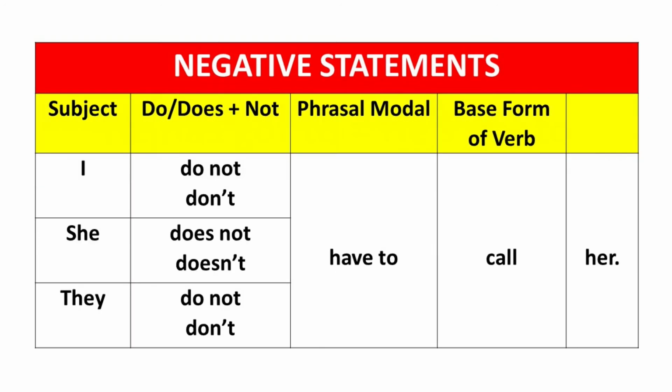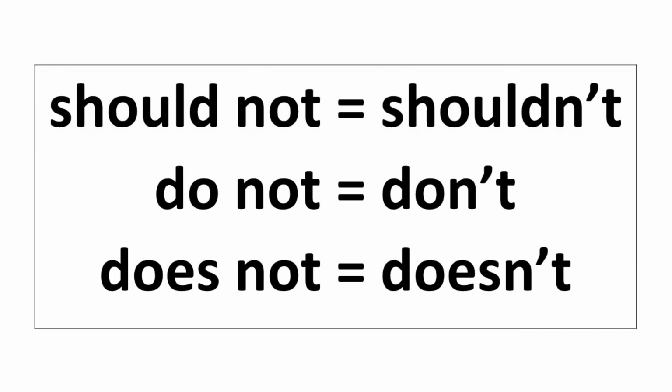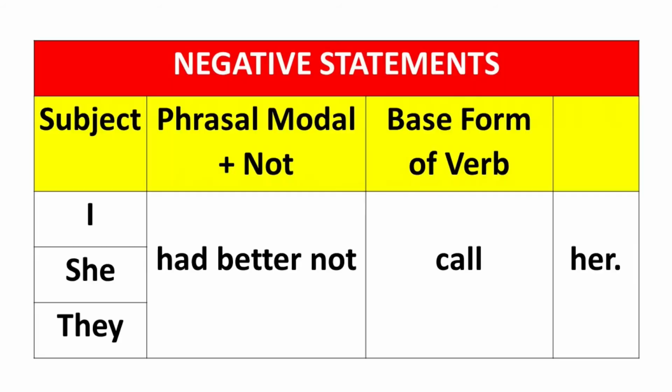For do or does plus not, I do not have to call her. She does not have to call her. They do not have to call her. In speaking, we usually contract the subject and these modals or phrasal modals. So, should not becomes shouldn't, do not becomes don't, and does not becomes doesn't.